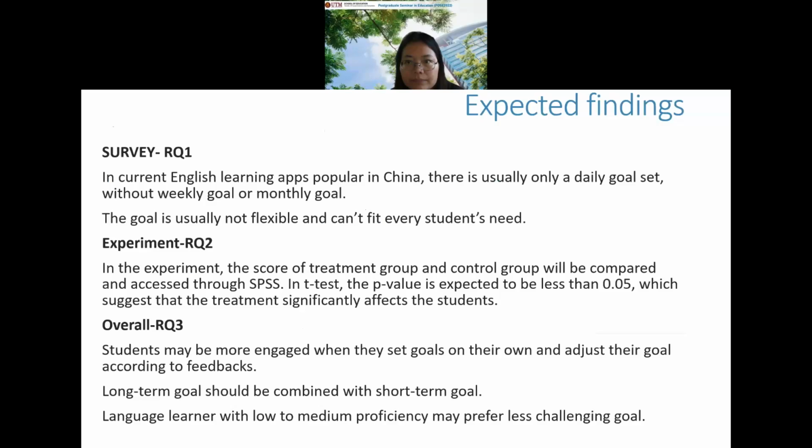For the third question, students might be more engaged when they set goals on their own and adjust their goals according to feedback. And long-term goals should be combined with short-term goals. In addition, language learners with low to medium proficiency may prefer less challenging goals.